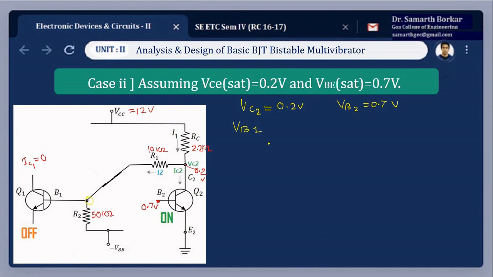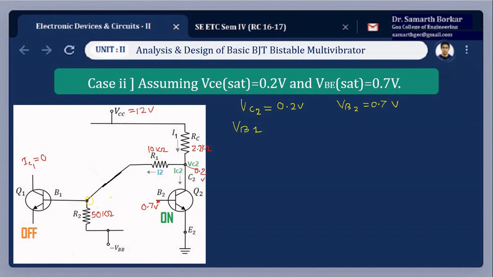Fine. Now here in this case, the VB1 will be due to both VBB as well as VC2. In the earlier case, we had ignored this and taken it as 0, so this voltage was not having any kind of effect at this point. But now, although it's very small, it will have some kind of effect at this point. So now VB1 will be due to VBB and VC2 as well.